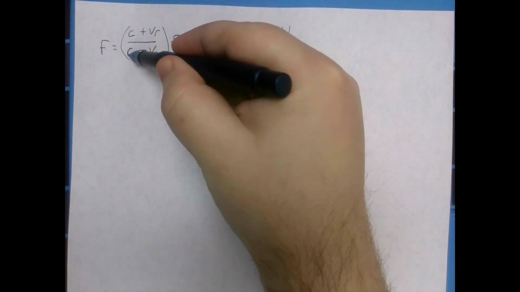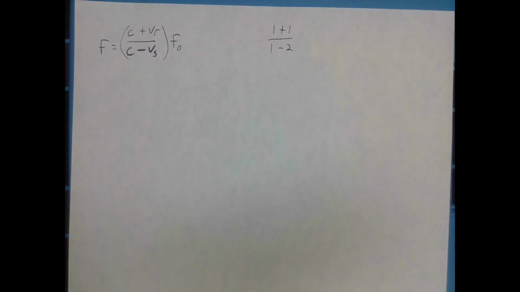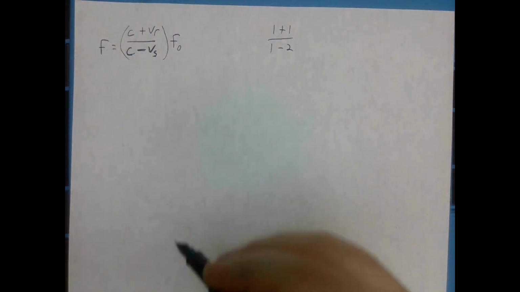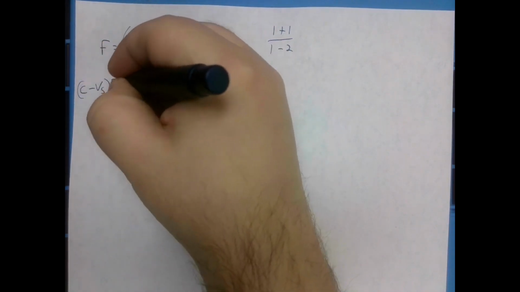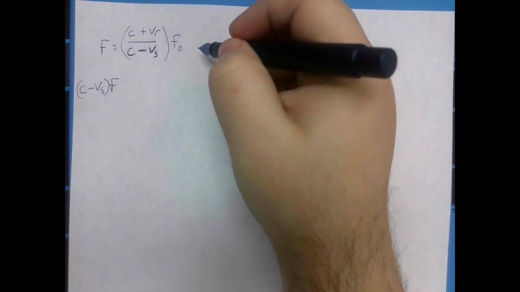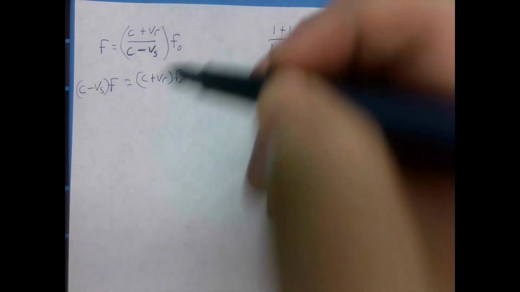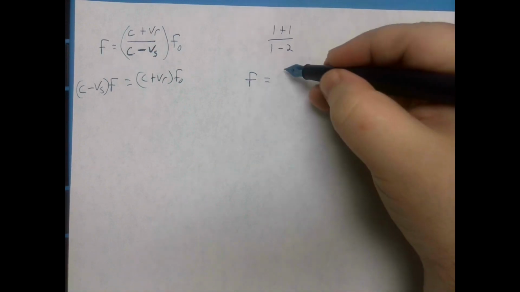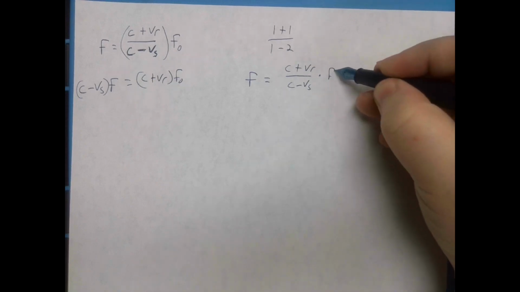This C minus Vs is the entire denominator. You can't break it up. You have to treat it as one thing. You would multiply by the denominator on both sides. So this becomes C minus Vs over here, and when you multiply on this side, it cancels out, leaving you with C plus VR times F naught. So basically, F equals C plus VR divided by C minus Vs times F naught.